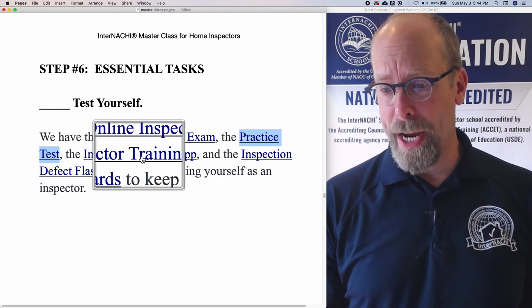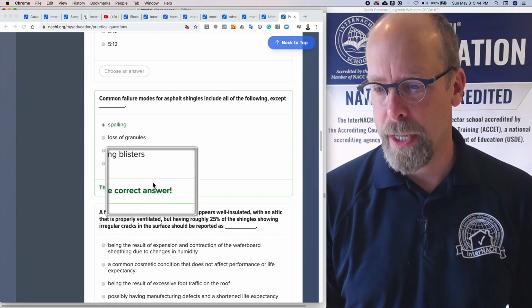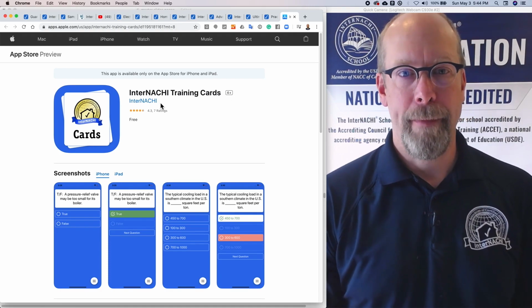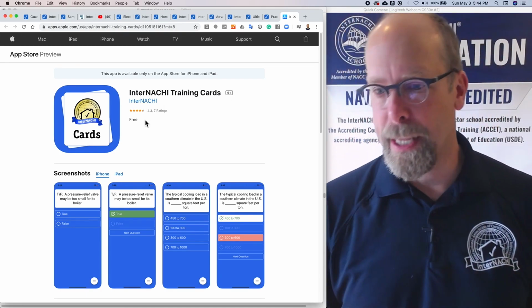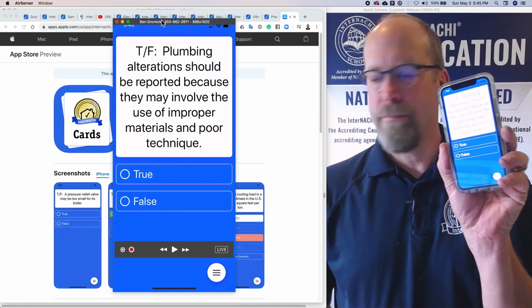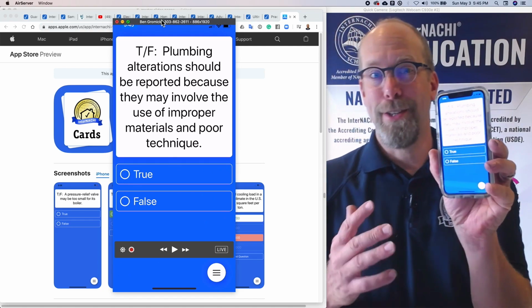The inspector training app. Click the link and open it. So here's an iOS, it's for my iPhone. And let me share what it looks like on my phone. So on my phone, I downloaded the app and here it is. And this is a lot of fun.